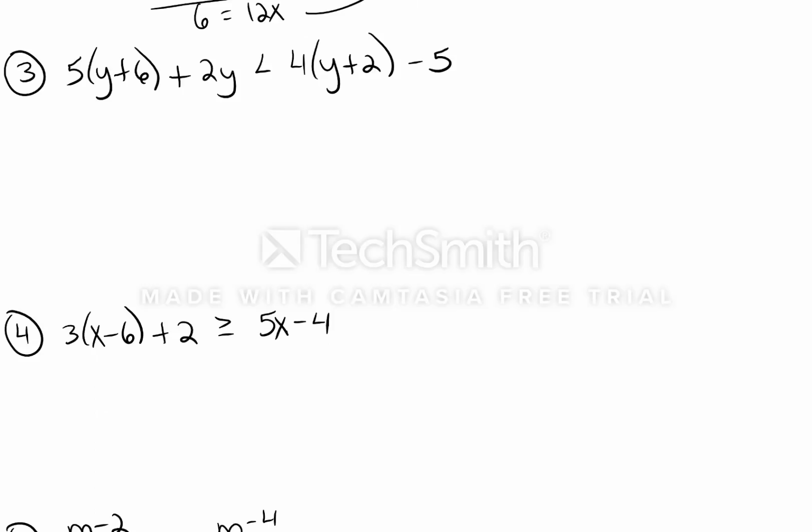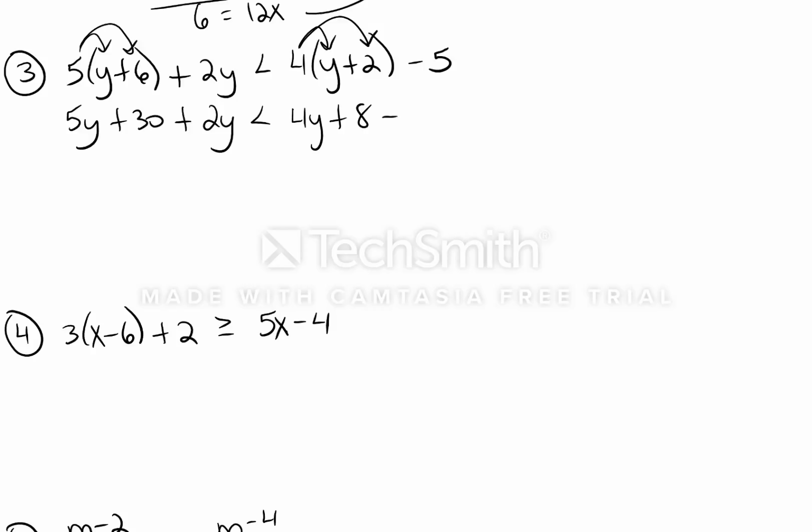Problem 3, very similar, except we have an inequality this time to remember. Simply distribute, so you get 5y plus 30 plus 2y is less than 4y plus 8, and then minus 5. Combine like terms now. 5y and 2y make 7y plus 30 is less than 4y plus 3.